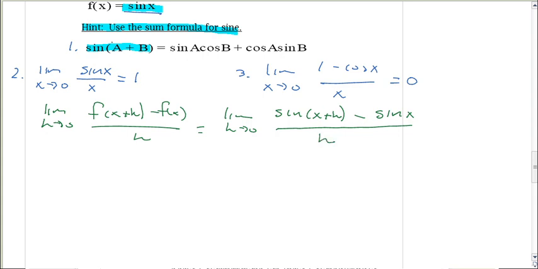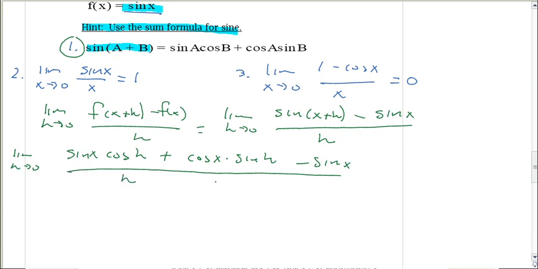And this is where our number 1 trig formula comes into play. So I need to expand this out, because remember, the goal here is to simplify this down so I can get rid of the denominator, because as is, I end up getting 0 over 0. So it's going to look like this: the limit as h approaches 0 of sine x times cosine h plus cosine x times sine h minus sine x all over h. So I just used that number 1 formula.